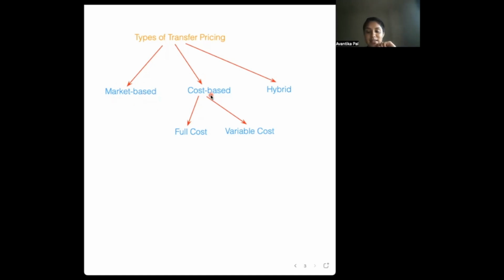Then there is cost-based, which is divided into two. So either it can be the entire cost, the full cost, the fixed and the variable, so then you would have a markup on the cost, or it would be just the variable cost that they're taking into consideration and not the fixed cost. And then there is the hybrid pricing. So for that, usually it's like the midpoint, maybe between the maximum and minimum amounts. All of these can be better explained in the examples.